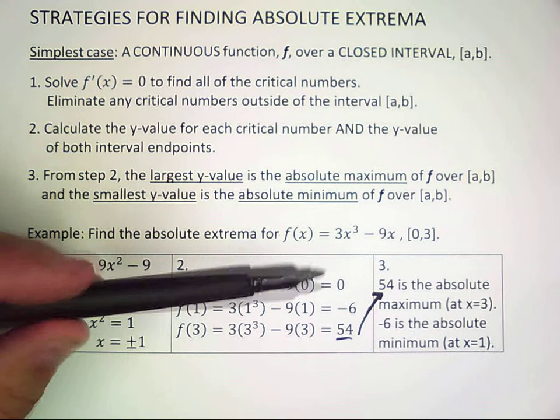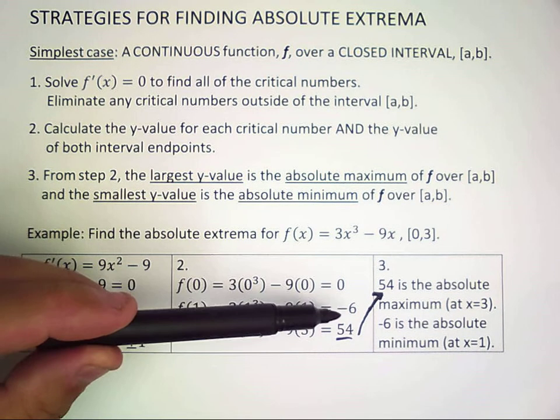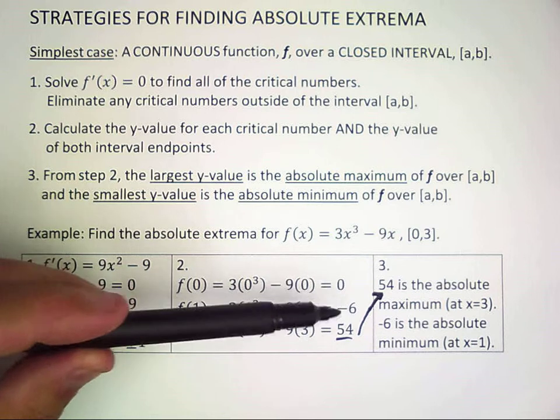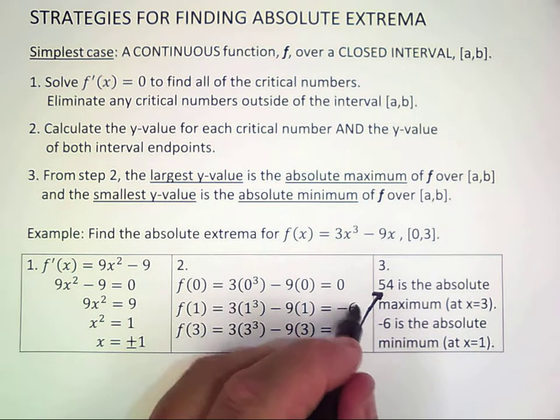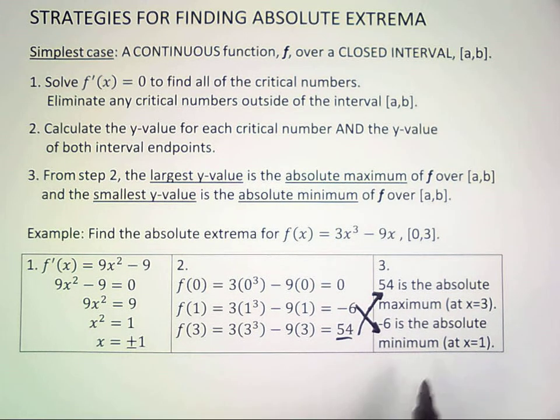Then you look for the smallest y value. Well, obviously, negative 6 is the smallest of the y values. So negative 6 is the absolute minimum, and it occurs at x equal to 1. The absolute minimum is negative 6, and that negative 6 occurs when x is equal to 1.